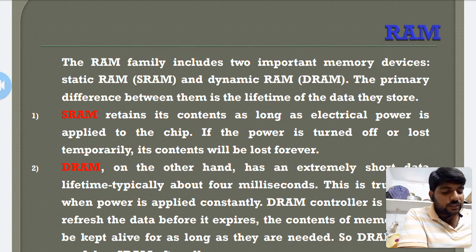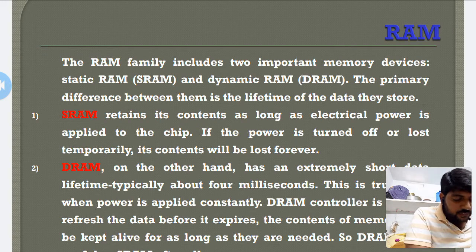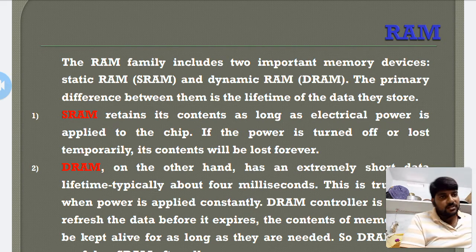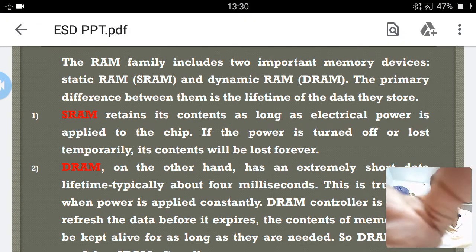SRAM is fast in operation. Typical access time is a maximum of 10 nanoseconds, so it responds in 10 nanoseconds. DRAM is slow in operation due to the refresh requirements. The typical access time is 60 nanoseconds, which is 6 times slower compared to SRAM. So these are the major differences between SRAM and DRAM. Thank you.